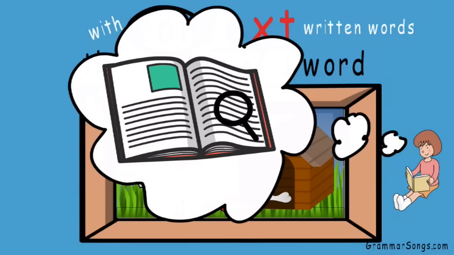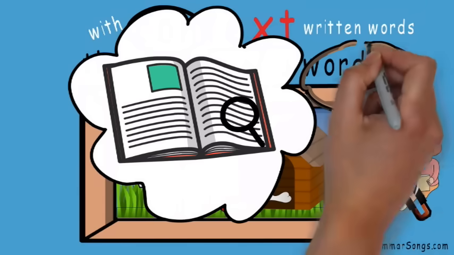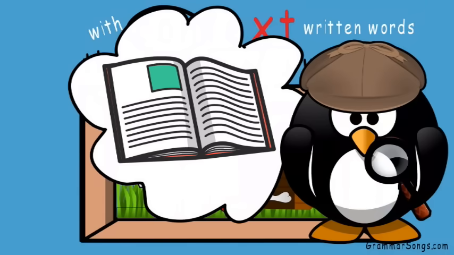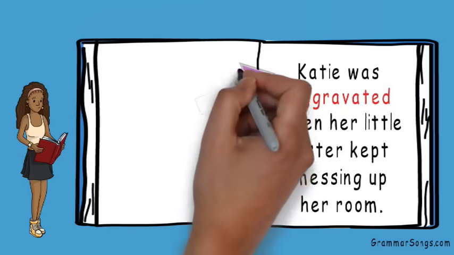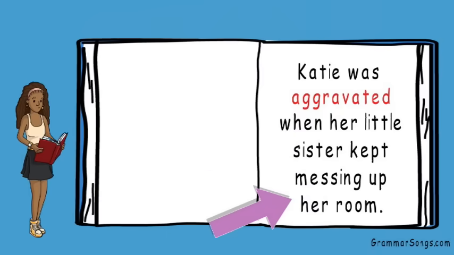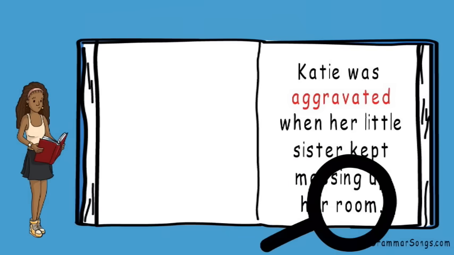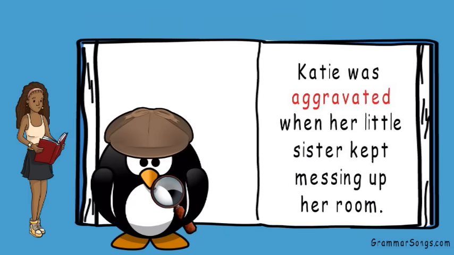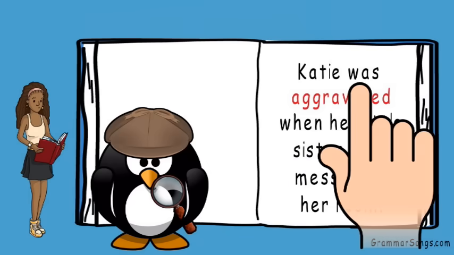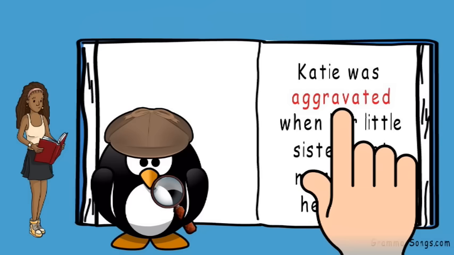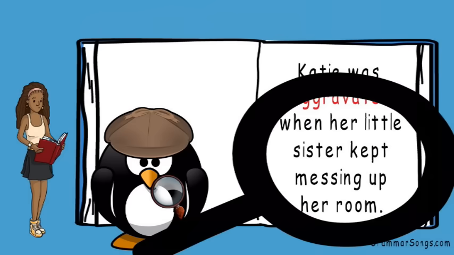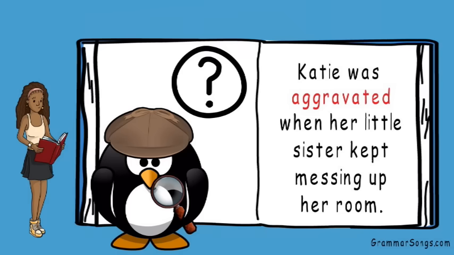As a reader, you are looking for clues within the written words to help you understand unfamiliar words or phrases. How will I know where to find them? A word's context includes the words and sentences around it. This is where you can find clues to the meanings of a word that you don't know. What clues do you see? Well, we know Katie was something, so we need to read the rest of the sentence to figure this out. When her little sister kept messing up her room. So what could Katie be if her little sister is messing up her room?